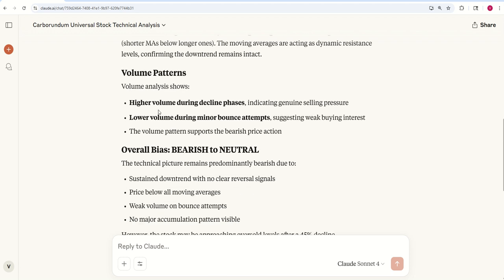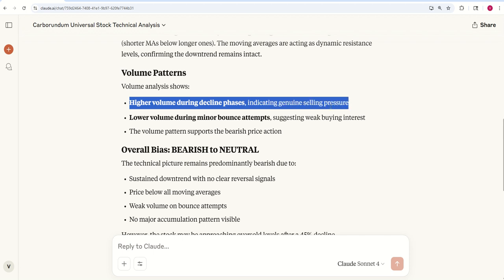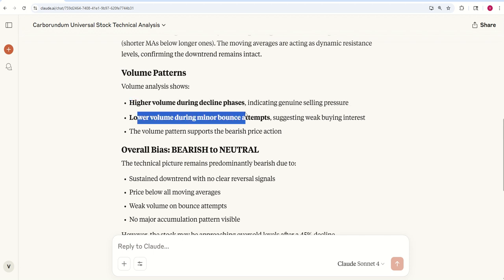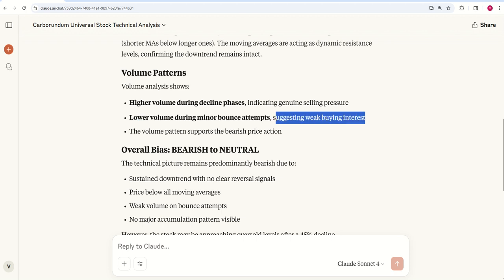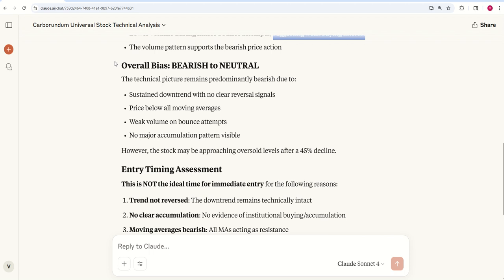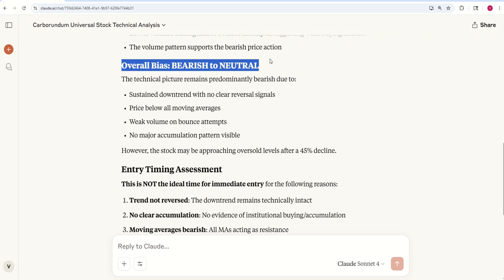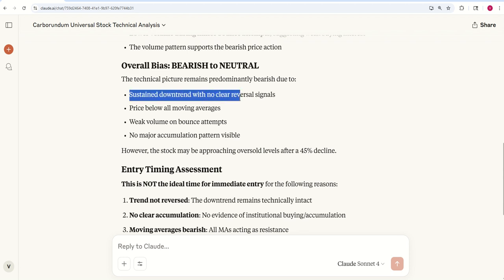Volume patterns: higher volume during decline phases. Whenever there's a stock sell-off, there's higher volume, indicating genuine selling pressure. Lower volume during minor bounce attempts, suggesting weak buying interest. So many people are not interested to buy at this point of time. Overall bias, it's bearish or neutral. There's no strong interest in the stock. Many people are not interested in the stock. This is due to a sustained downtrend with no clear reversal signals.